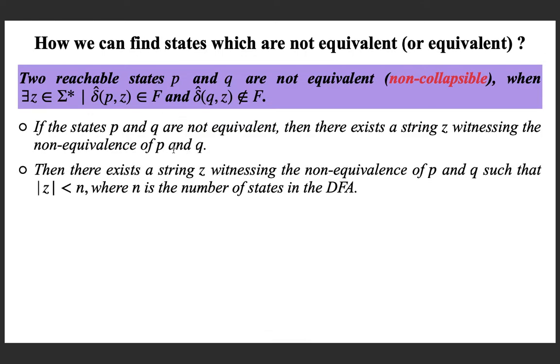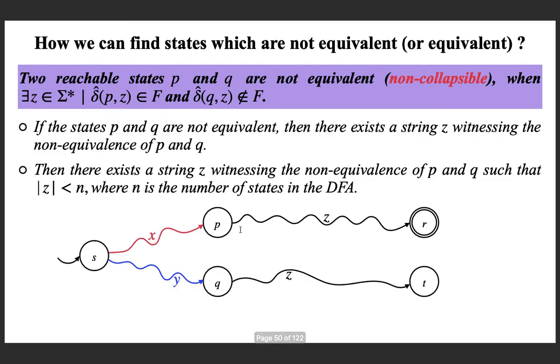And if you have such a Z, you can prove that then there exists such a Z of maximum length, the number of states in the DFA, because this is the string that you are looking at and the maximum length of a path without a cycle is bounded by the number of states in the DFA. So, you can say that if there exists such a path, then the shortest one will have length less than the number of states. So, this is true.